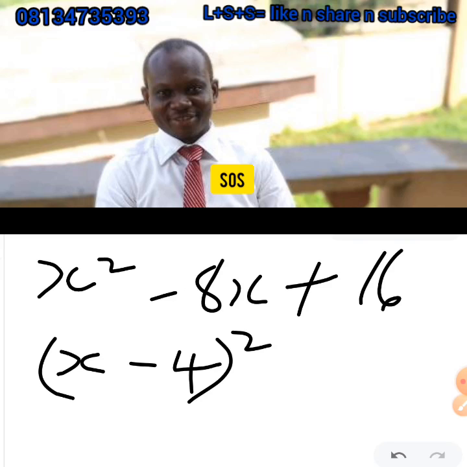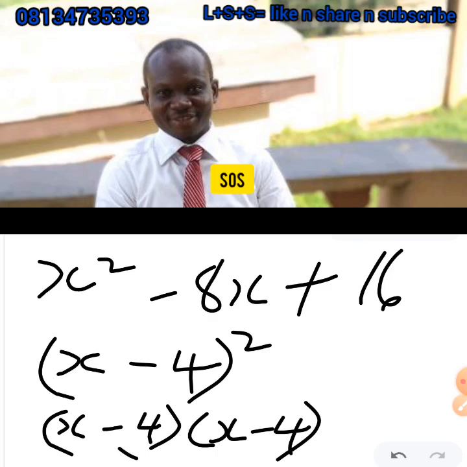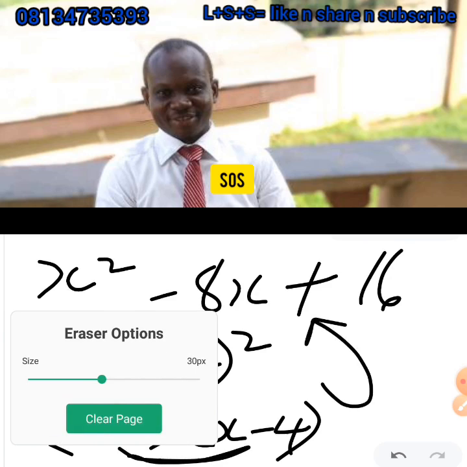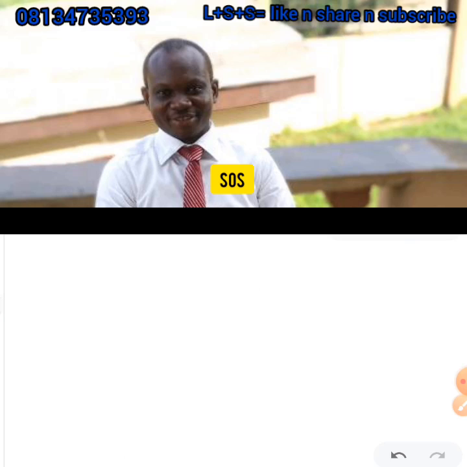If you try to expand this again, that is, x minus 4 bracket x minus 4, which is the meaning of x minus 4 squared, you should get this back. Maybe we should do that now. x minus 4, x minus 4. Let me clear the board. x minus 4 into x minus 4.